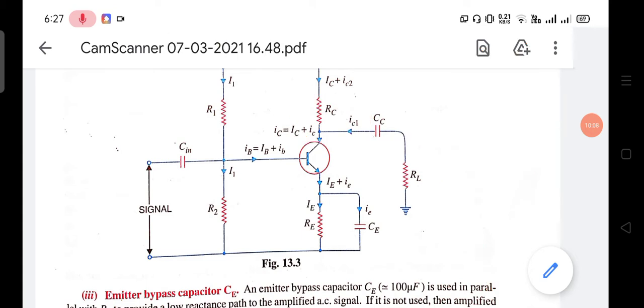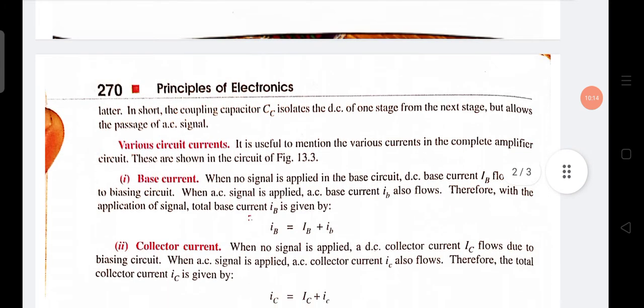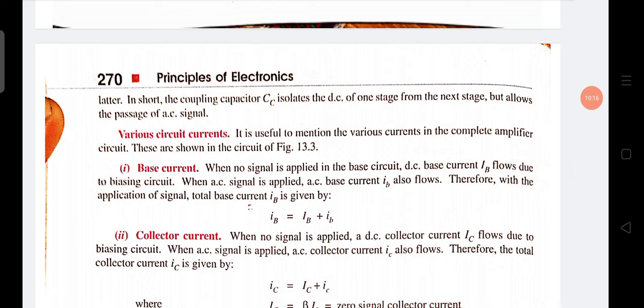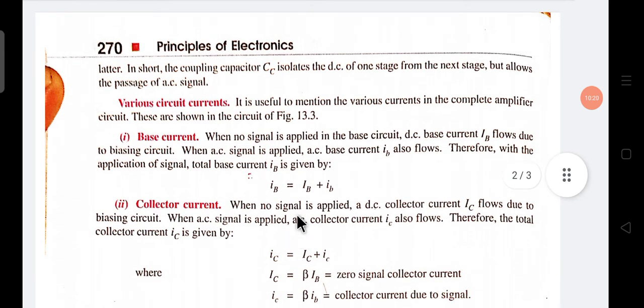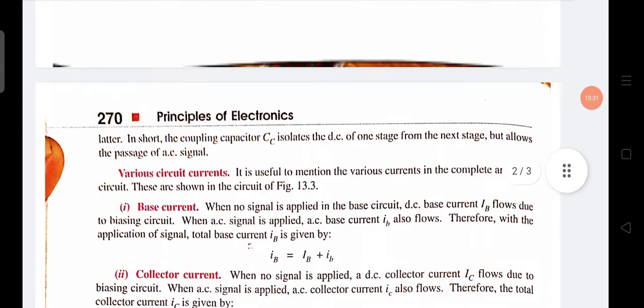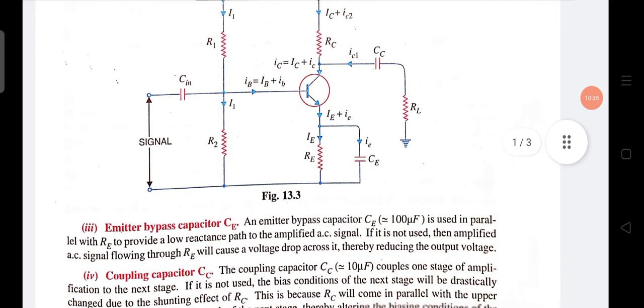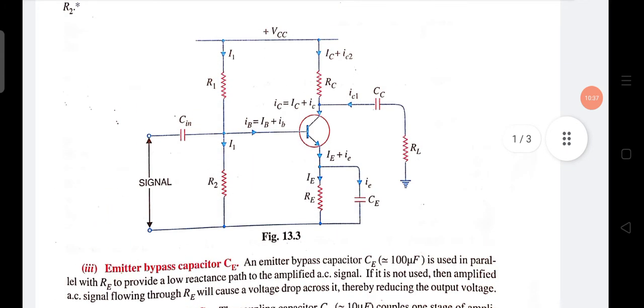Now let's see the various circuit currents. This is useful to measure the various currents in the complete amplifier circuit. These are shown in figure 13.3.